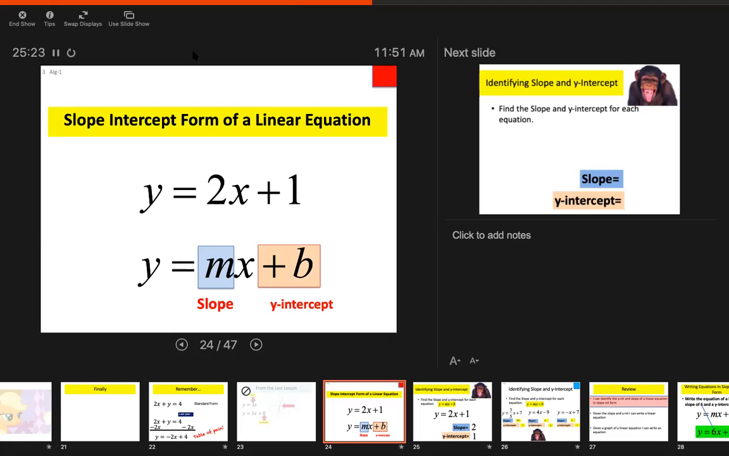Our pre-algebra book chooses not to introduce that. A lot of pre-algebra books will show 8th graders y equals mx plus b. The one they use for pre-algebra here doesn't.